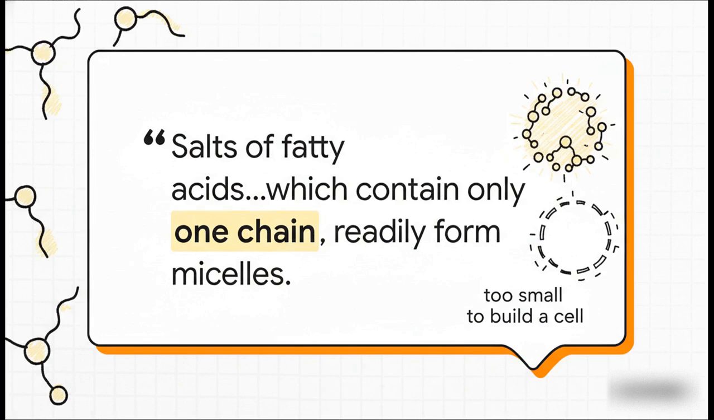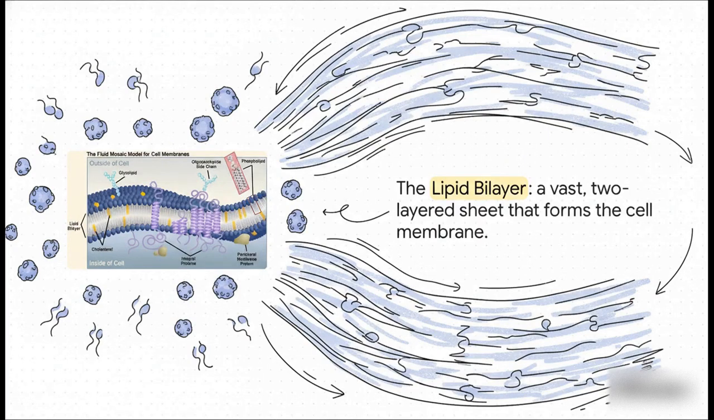But here's the catch for biology. A micelle is tiny. You can't build a cell out of these. To build a cell, life needs something way, way bigger. It needs this, a huge, two-layered sheet we call the lipid bilayer. So, what's the secret? What's the one tiny change in the design that lets you build this massive wall instead of just tiny little spheres?